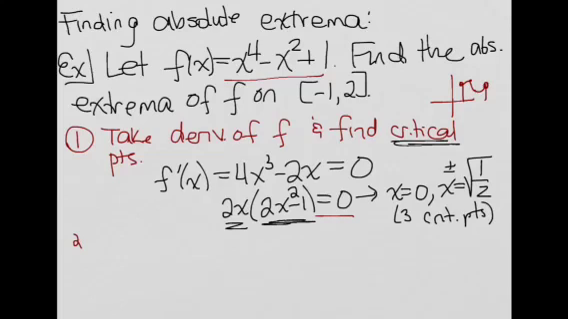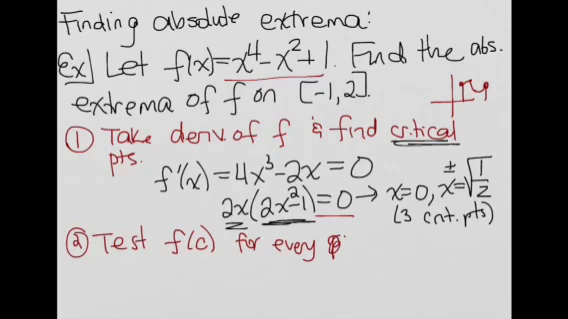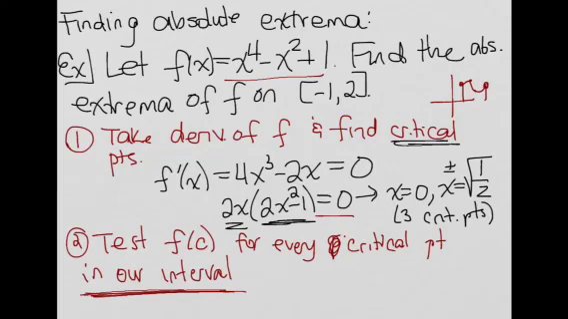Now what we want to do is test f of c for every critical point in our interval. So we're going to throw out any numbers that are outside of our interval, and we're also going to test the two endpoints.